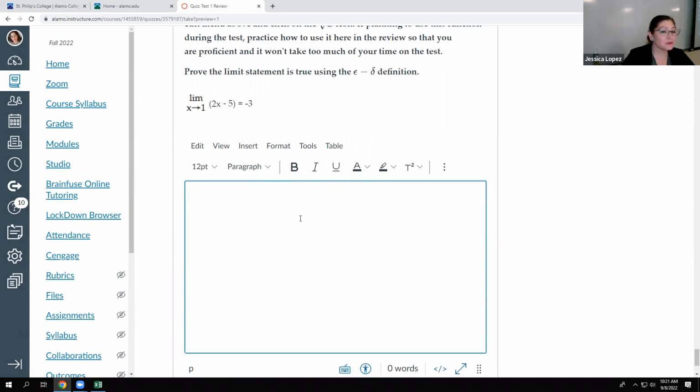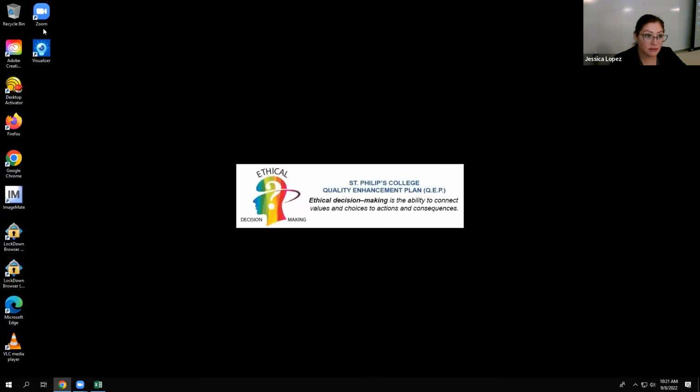But this one I do have to write on paper before I can actually write it on the computer. Ideally, I'm not gonna write my scratch work on the computer. I will write the actual proof on the computer, but not my scratch work, okay? So let me minimize this and open my camera.